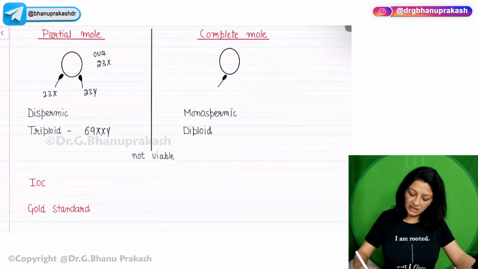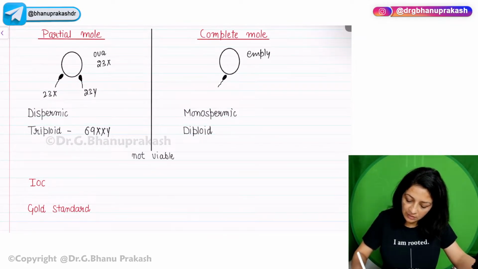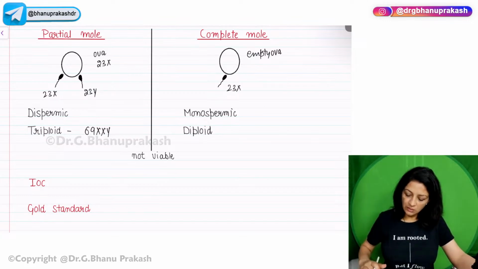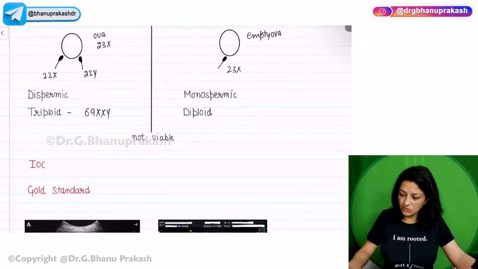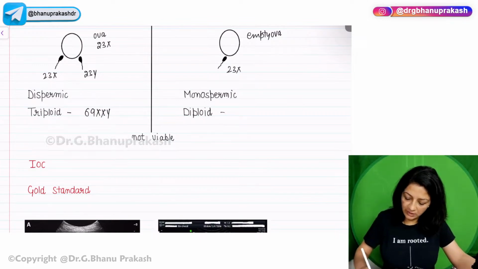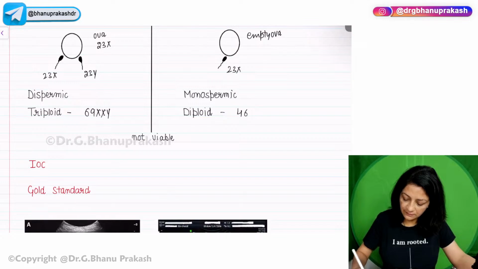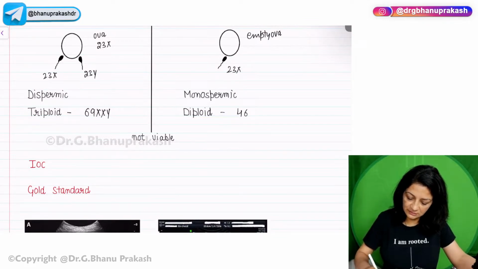In case of complete mole, there is an empty ova and fertilization by one sperm. So this one is monospermic, and diploid, 46. What will happen is that the chromosome numbers get duplicated, so 46 XX.